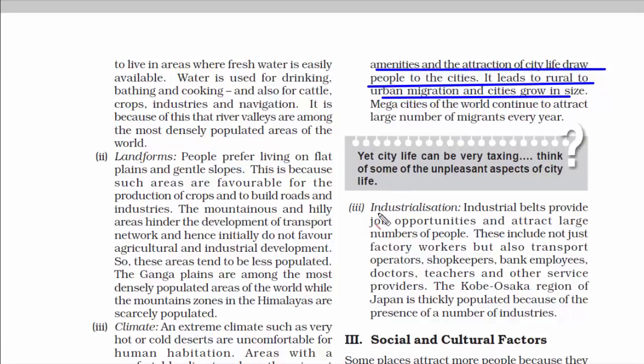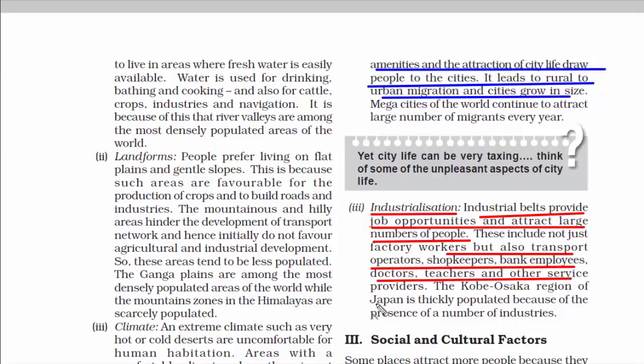This is absolutely true. And the last point under economic factor is industrialization. So industrialization is the process in which a society or a country transforms itself from a primarily agricultural society into manufacturing of goods and services. Industries give a lot of job opportunities and attract a lot of people. We are not just talking about people who work in the factories, but also people who provide facilities to a civilization like shopkeepers, banks, teachers, doctors, and other services.